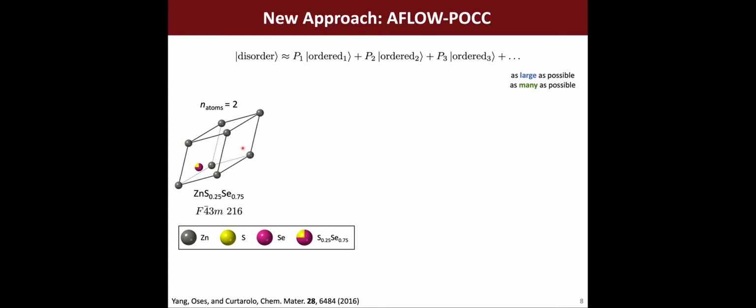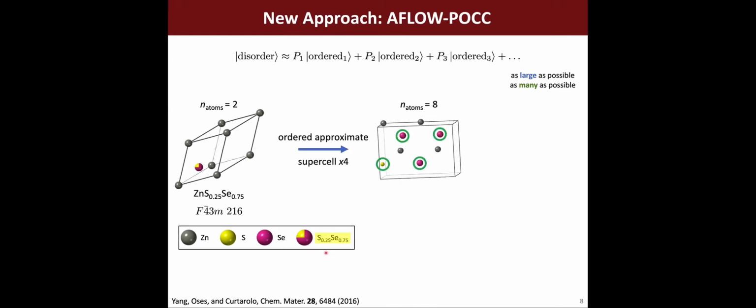So we have our system here, a zinc, sulfur, selenide system. It has a particular space group, which is what the structure looks like. If we look at the stoichiometry of the disordered site, we have 0.25 sulfur, 0.75 selenium. If we create a supercell of size 4, then we can represent our stoichiometry exactly in the supercell. What do I mean by that? If I take this site and create a supercell that's size 4, I'm now going to have, instead of one site, 4 sites.